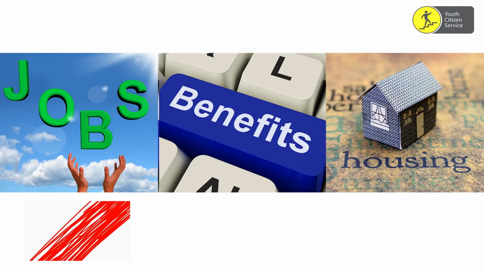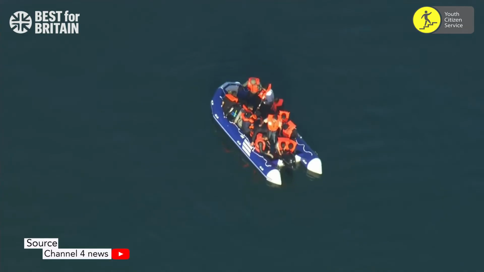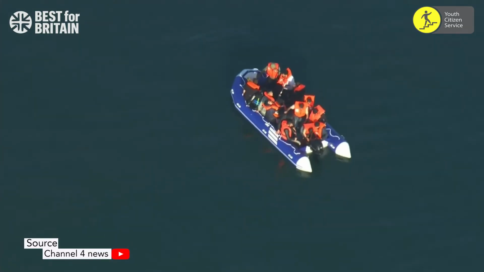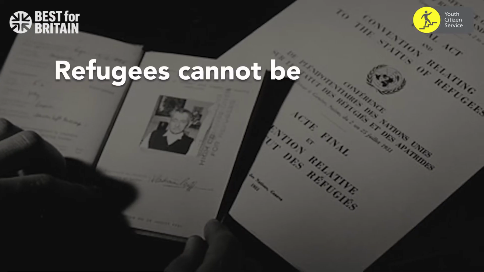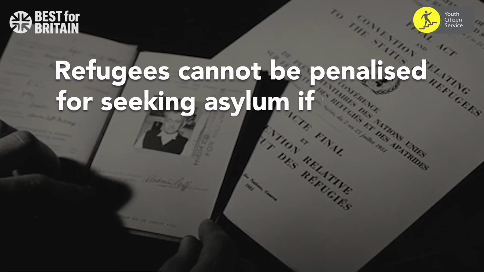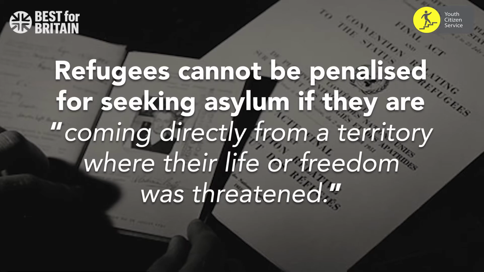Asylum seekers have the right to remain in the UK while their status is being considered. They are not permitted to work, but are permitted housing and benefits. While crossing the English Channel to enter the UK without authorisation is not legal, the UN Refugee Convention states that refugees cannot be penalised for seeking asylum if they are coming directly from a territory where their life or freedom was threatened, provided they present themselves without delay to the authorities and show good cause for their illegal entry or presence.